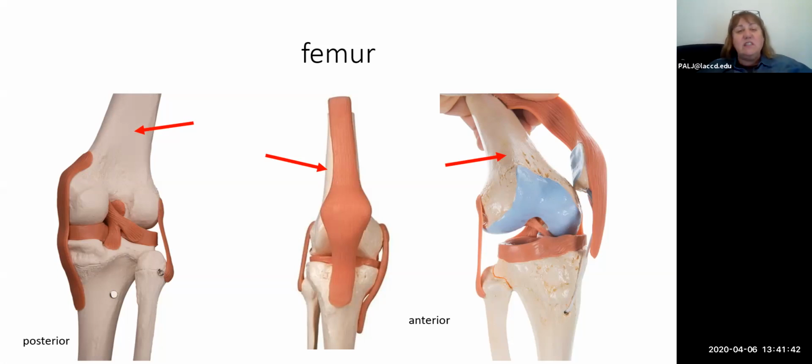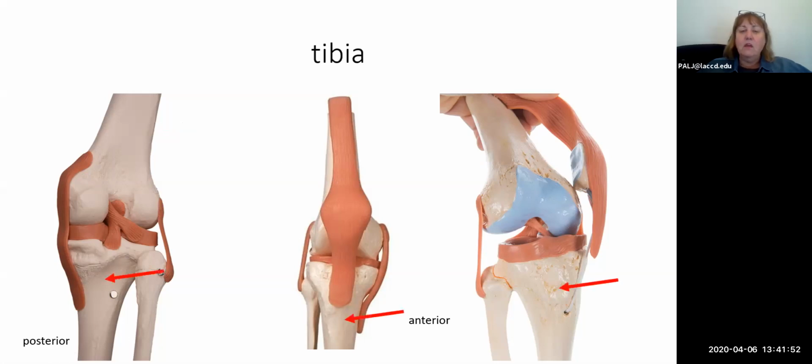So the first structure in the knee joint obviously is the femur, so that's your thigh bone. And it is clearly labeled with a red arrow on all three of these pictures. Moving on, now we want to identify the tibia. As you can tell, the tibia is the fatter of the two bones. And also now is a good time to remember that the tibia has that medial malleolus, which means it's the medial of the two bones in your leg.